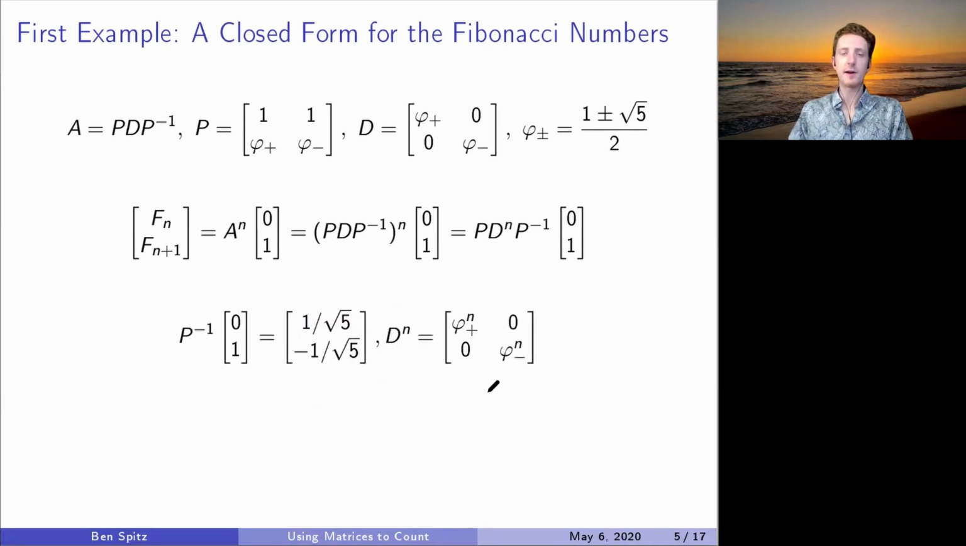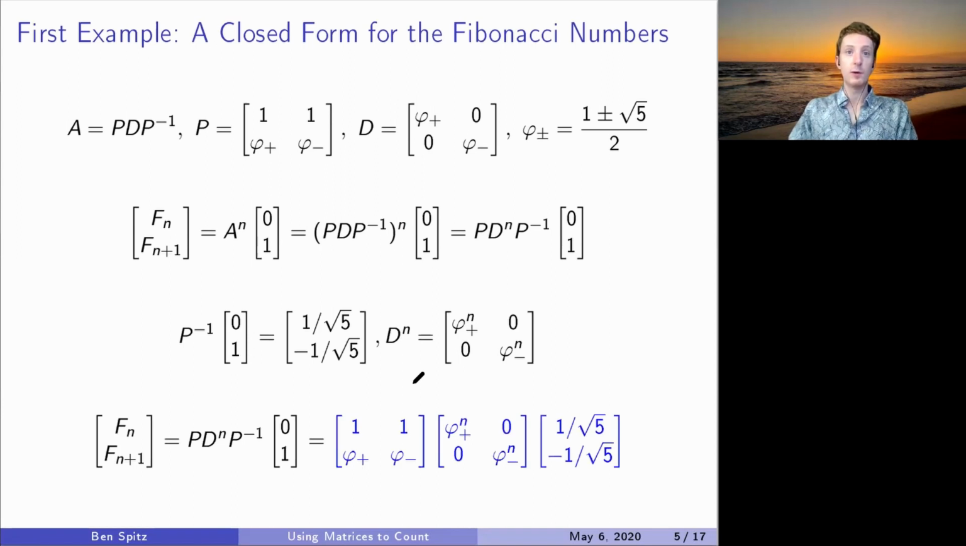Since I have the matrix P and the matrix D computed, this is just a really explicit computation. Also, D to the n is easy to compute because the powers of a diagonal matrix are given by just raising each entry in the diagonal matrix to that given power. So I computed P inverse for you and plugged in 0, 1, and I got this output: 1 over root 5, negative 1 over root 5. And then I just have to take that and multiply it by D to the n, which is easy to do. I'm just going to multiply the 2 rows of that column vector.